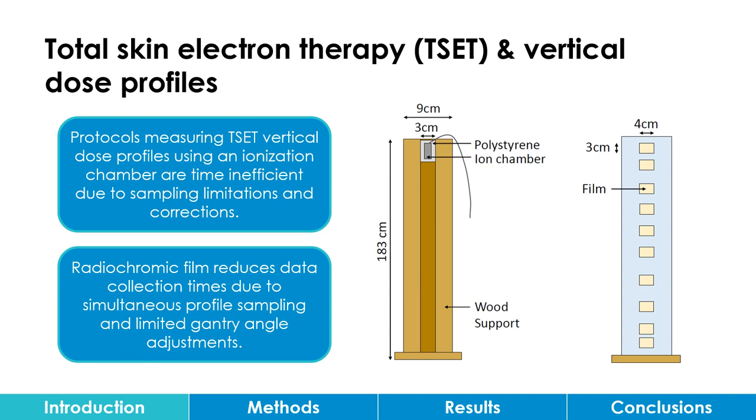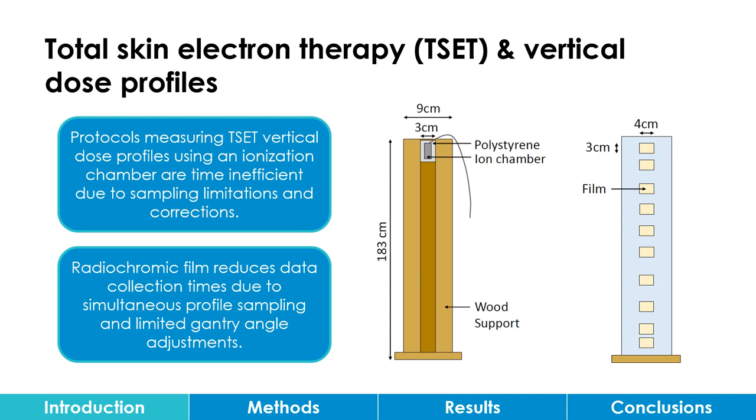Total skin electron therapy uses large electron fields to treat widespread superficial malignancies. Now, it's very important for the dose from the electron fields to be uniform across the prescription plane. So dose profiles are measured regularly using an ion chamber attached to a support beam.